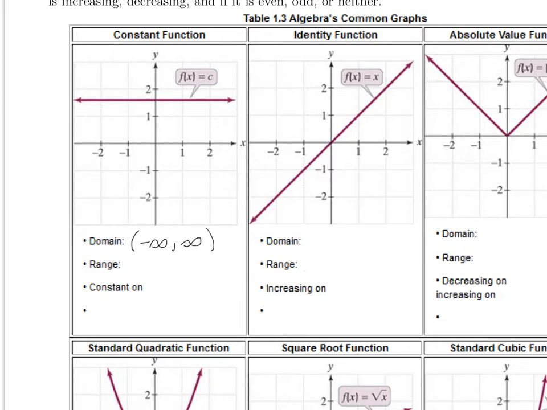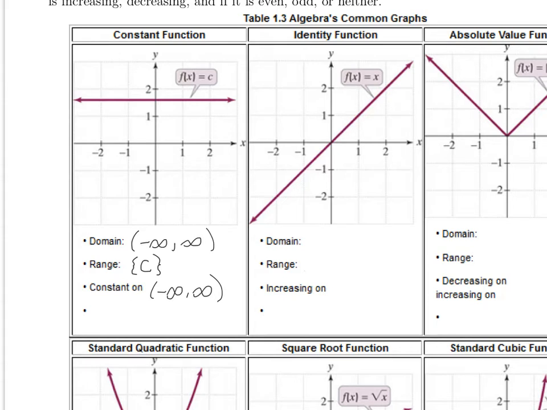But the range, the set of y values, the only y value I'm allowed to get out is c. And we can write that using our curly brackets. The range is just one value. There's only one possible y value we can get out of this function. And this is called the constant function, so we can see from the graph that it's horizontal, and so it's constant always, or from negative infinity to infinity.